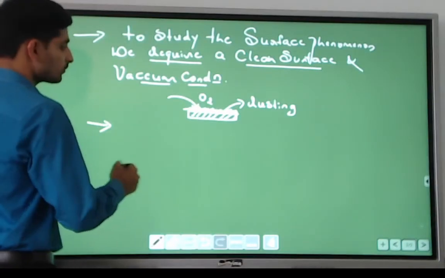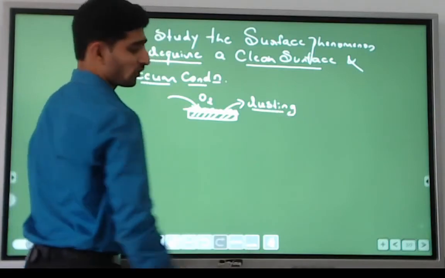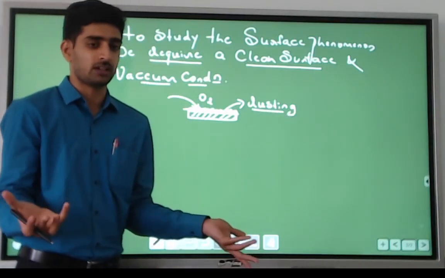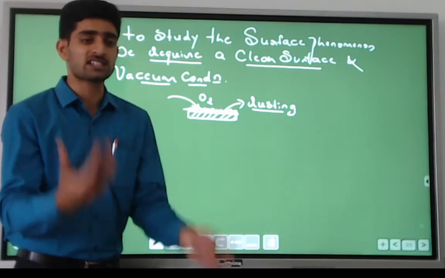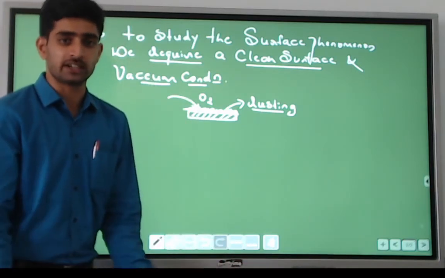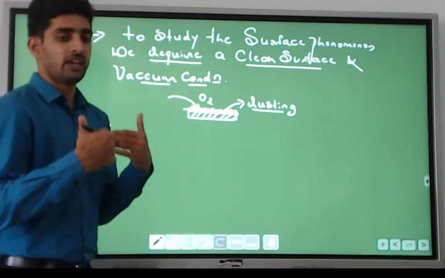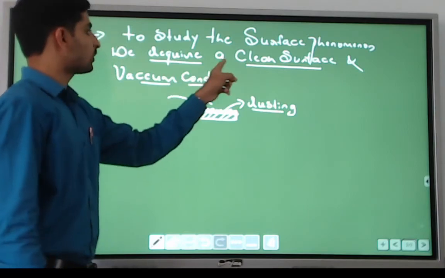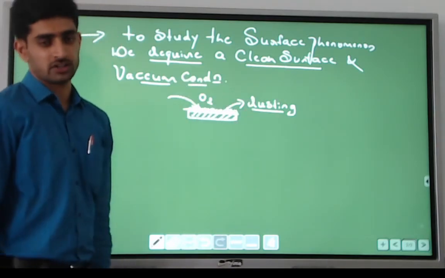Second point, already they have found rusting. On the rust surface, we cannot study the surface phenomena. Right? Already the process has taken place. How are you going to study it? So we need to study from the start. For that reason, we require a clean surface and vacuum condition.